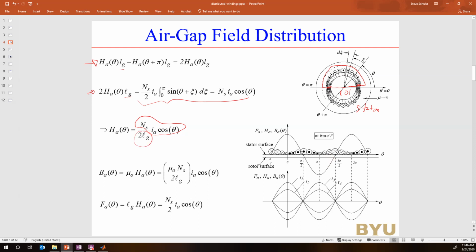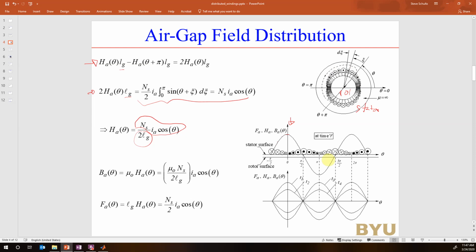If I look at this plot down here, when I'm at the zero angle, which would be this one here, I'm going to enclose my total number of conductors, and I'm going to have my maximum magnetic field.